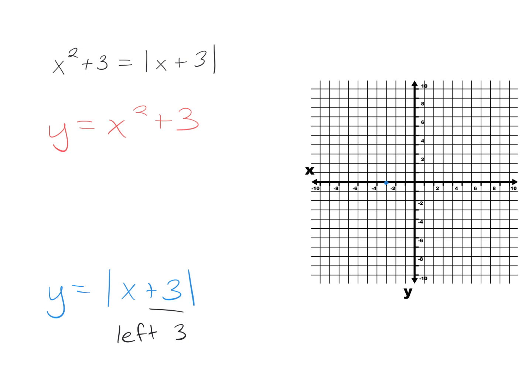Am I going up or down? Am I going up or down at all? No. Okay, so I'm just left 3 from the origin. How do I get the rest of my points? You go up. It is going to be an upright V. So from there, I'm going to go up 1, over 1 in each direction. How do we know it looks like a V? Because it's absolute value. And then go ahead, draw your picture.